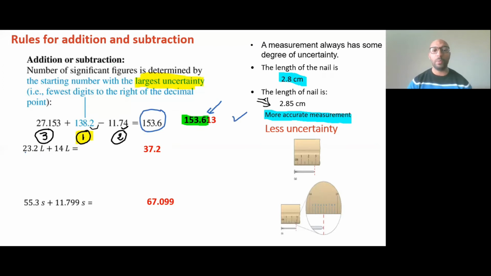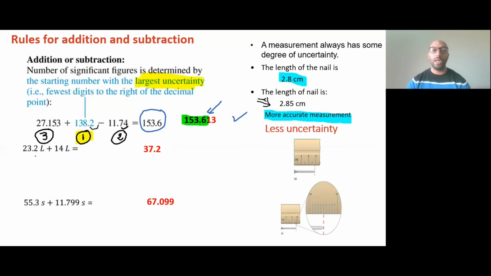In our second example, we have 23.2 liters plus 14 liters. Here, there is a very important note that I want to share with you. Of course, you have to check the unit. For addition or subtraction, the unit must be the same in all the numbers that we want to add or subtract. In our case, it's okay. The unit is the same, both of them in liters.